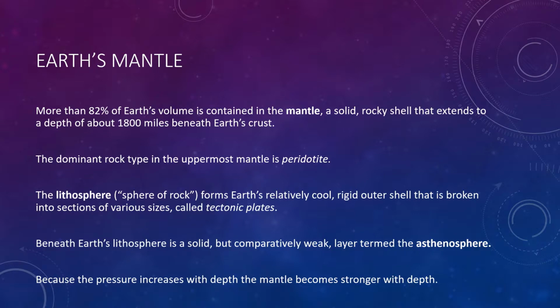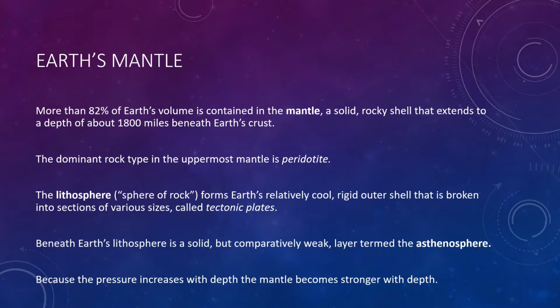Recall that the upper mantle is divided into two different parts. The top portion of the upper mantle, along with Earth's crust, makes up the stiff lithosphere. The lower unit of the upper mantle contains the weak asthenosphere. The lithosphere, or sphere of rock, forms Earth's relatively cool, rigid outer shell that is broken into sections of various size called tectonic plates. The lithosphere is more than 155 miles thick below the oldest portion of the continents and about 60 miles thick below the seafloor.